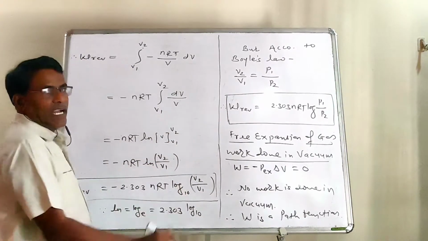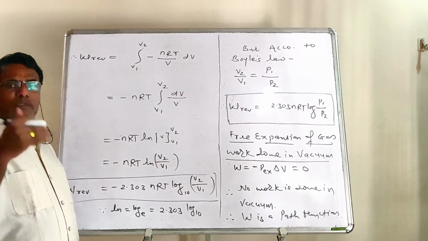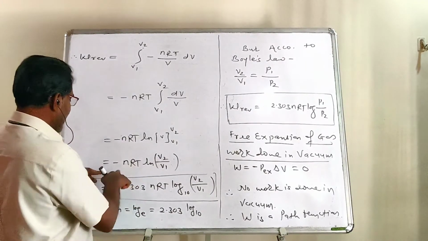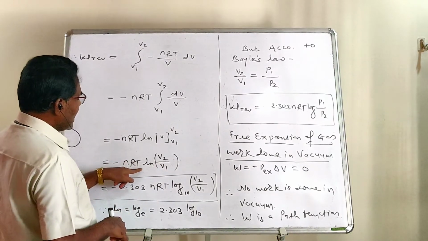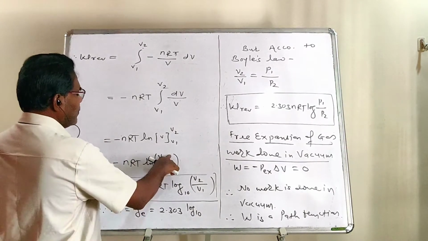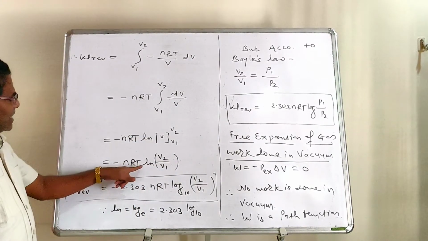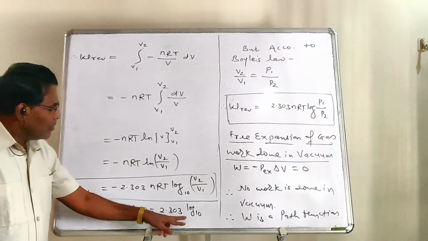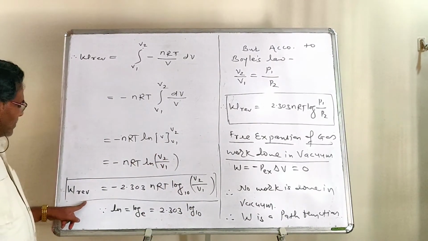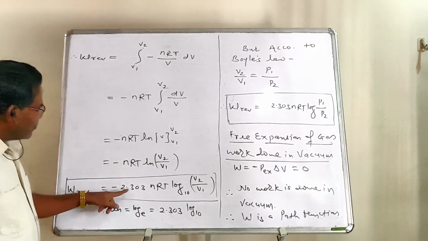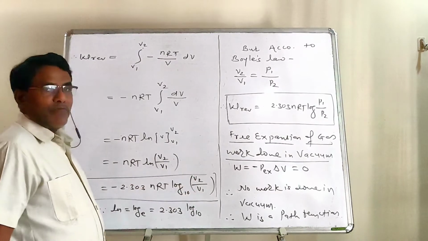minus V1, and again we know log A minus log B is equal to log of A by B. हम थोड़ा शॉर्ट में लिखेंगे, so W reversible will be equal to minus nRT into natural log of V2 by V1. Again converting natural log to log to the base 10 we get W reversible equals to minus 2.303 nRT into log of V2 by V1.